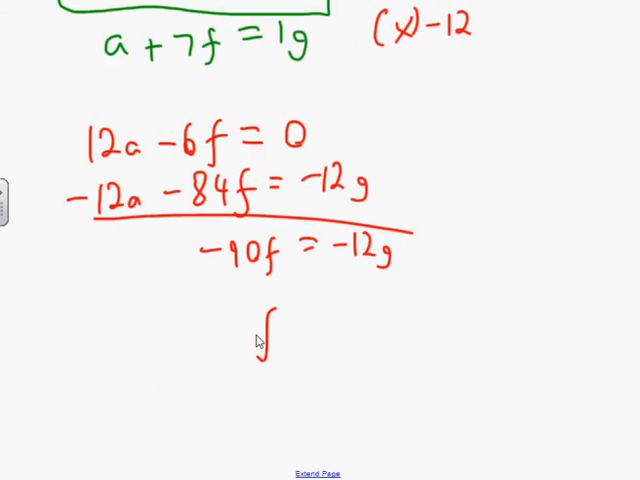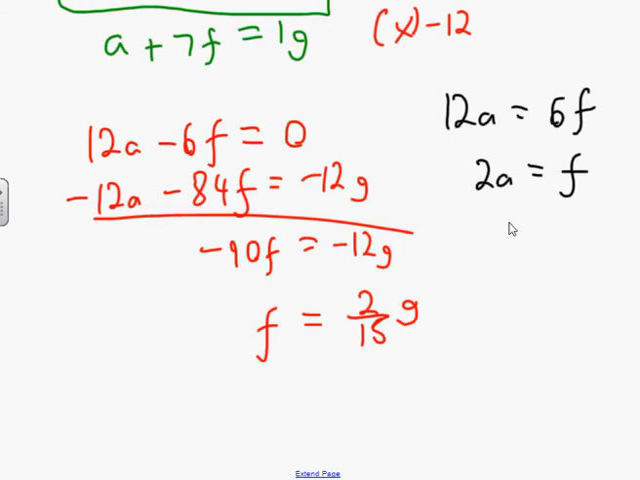F is going to be, what's 12 over 90? Can you tell me? 2 over 15. Sorry? Is it 2 over 15? That would be brilliant if it was. 2 over 15G for F. Then find out what A is. Well, we sort of found out a pretty good relationship here that 12A equals 6F. Therefore 2A equals F. A equals F over 2. Therefore A equals 1 over 15G. Okay?